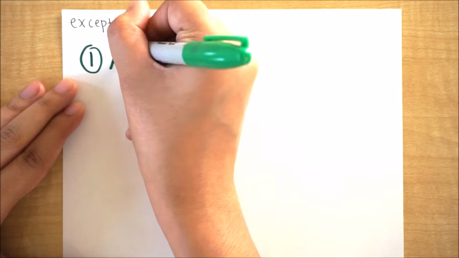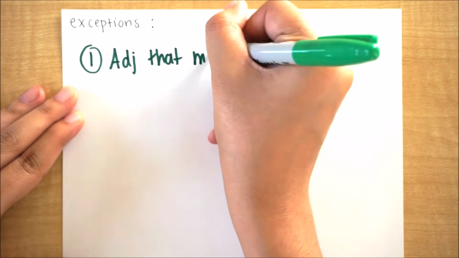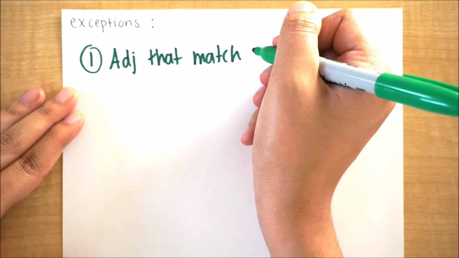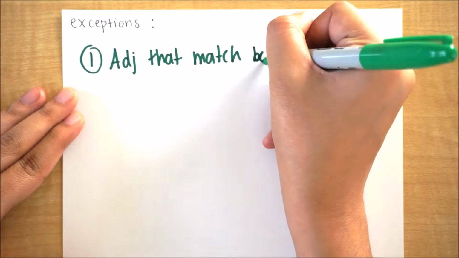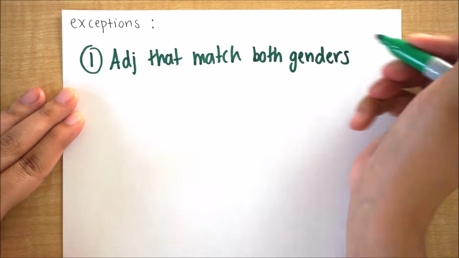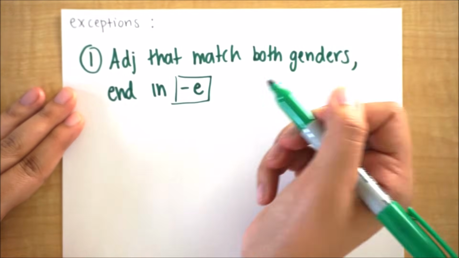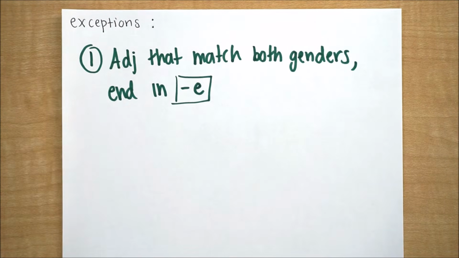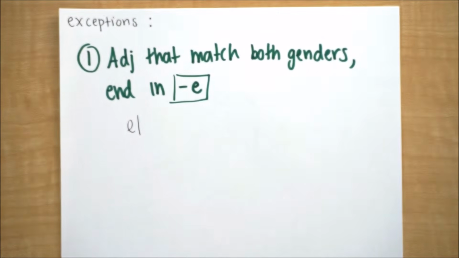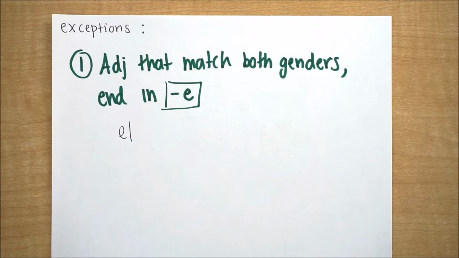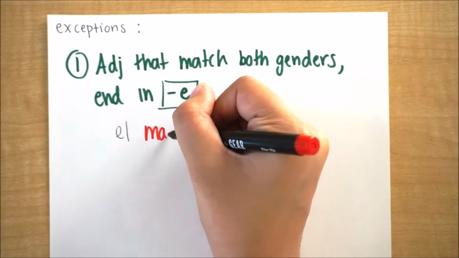Here we have to understand that in Spanish, when we're learning any grammar concept, there are going to be exceptions. Exceptions meaning that there will be, in this case, some adjectives that don't follow the rules, that you can't really make masculine or feminine. So here is our first exception. So adjectives that match both genders, meaning an adjective that can match masculine and feminine nouns, end in E. That adjective ends in E, to be clear.